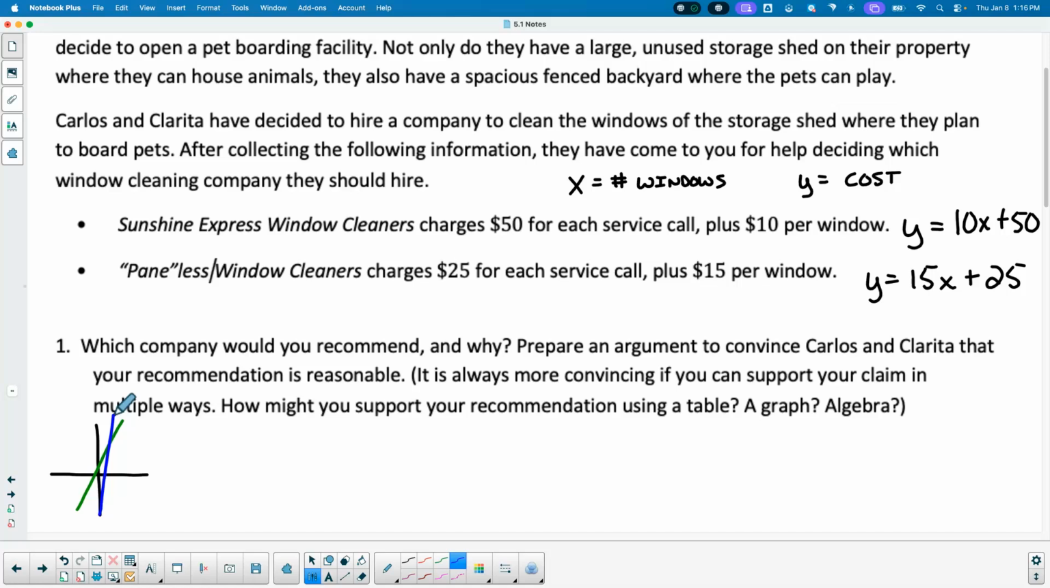Exactly. That intersection point is going to be where the cost is the same for the same amount of windows. Okay? Right? So let's find that spot. We could graph it, yes, but we don't really have any graph paper. That's fine. Let's do it algebraically.